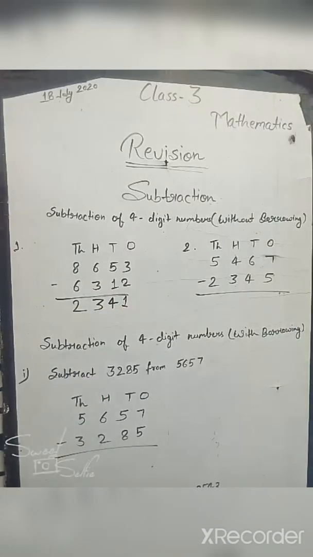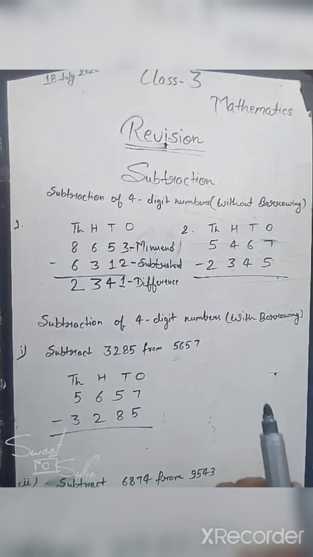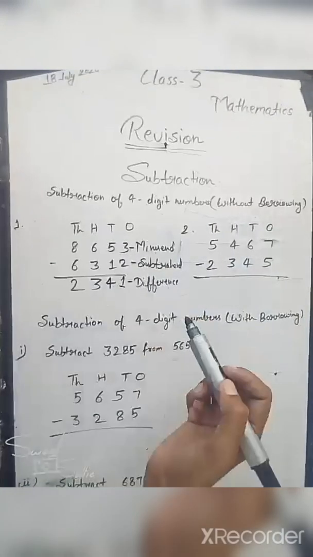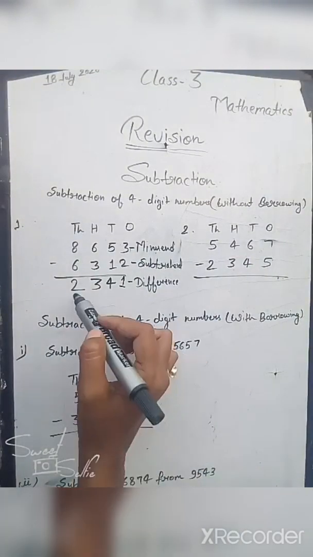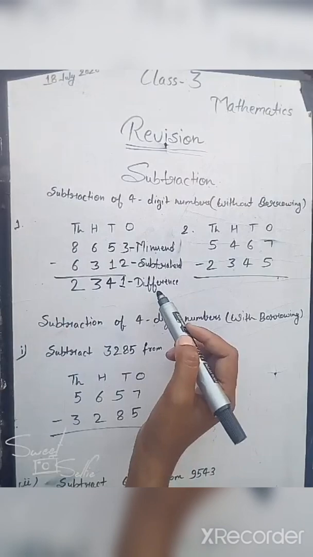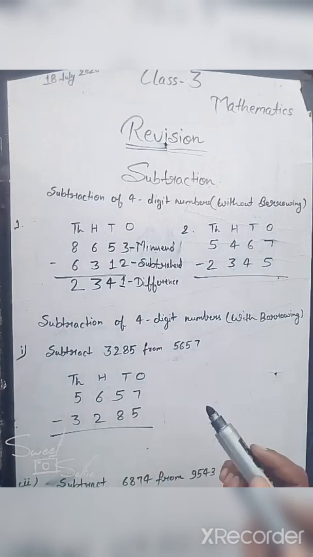So we get 2341. After subtracting 8653 minus 6312, we get 2341. And in subtraction, this number is known as minuend, and this subtrahend and answer is known as difference. Okay, let's see example number 2.